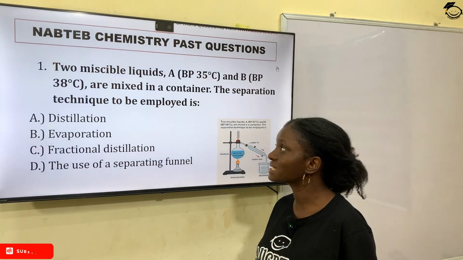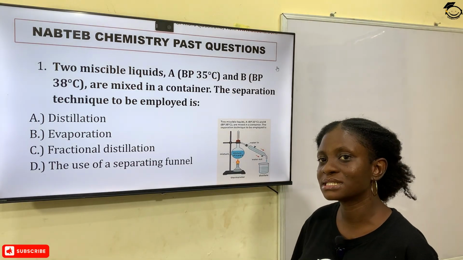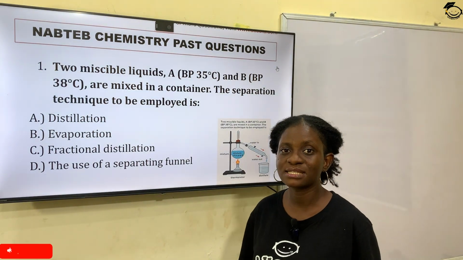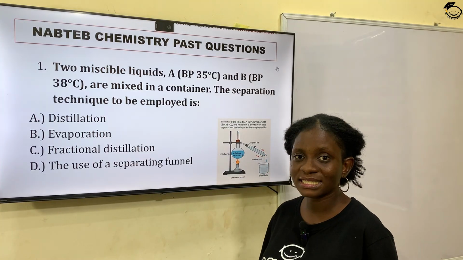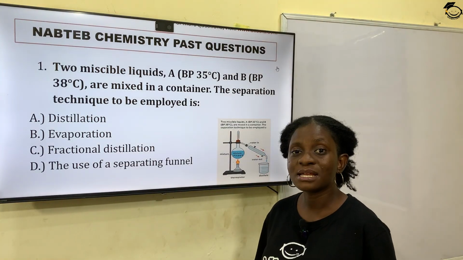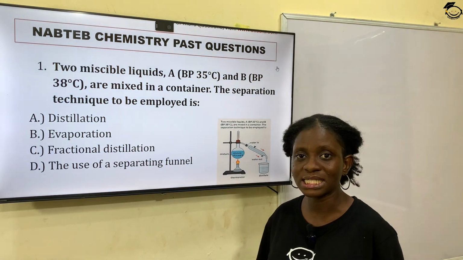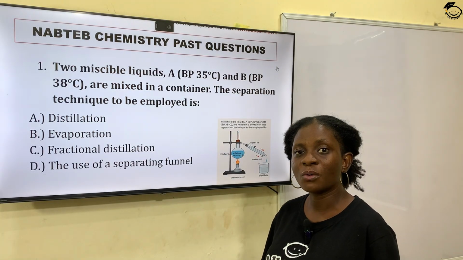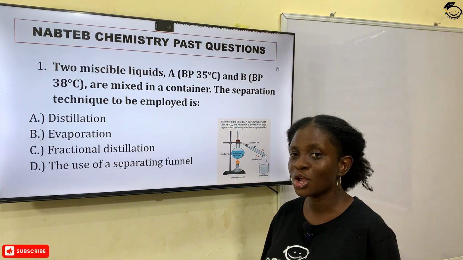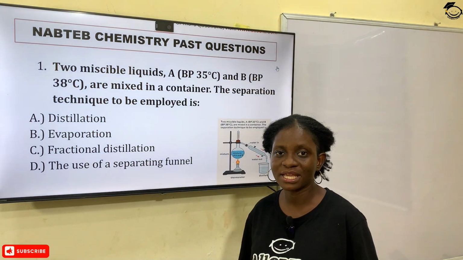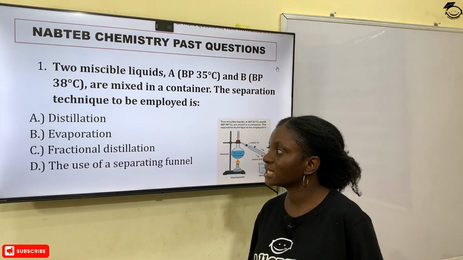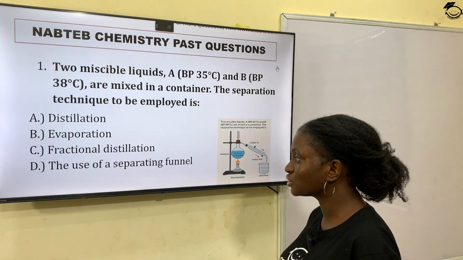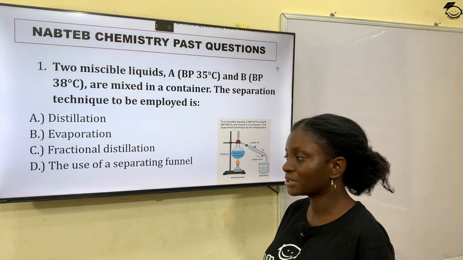Two miscible liquids, A with boiling point 35 degrees C and B with boiling point 38 degrees C, are mixed together in a container. The separation technique to be employed is, meaning we have two miscible liquids in the same container but with different boiling points. So what separation technique can be effectively adopted? A. Distillation, B. Evaporation, C. Fractional distillation, D. The use of separating funnel.